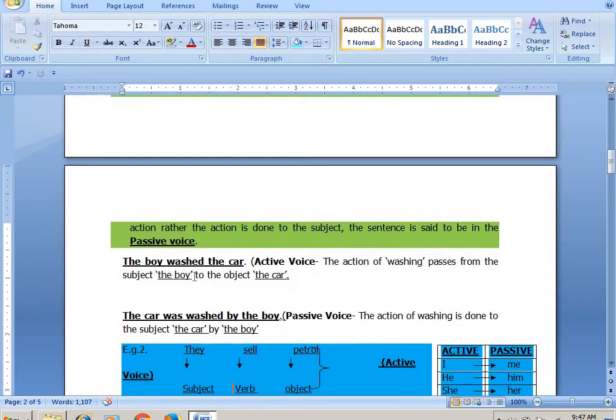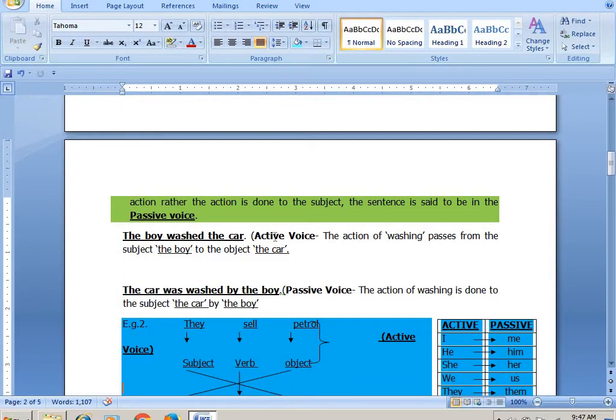The boy washed the car. Active voice. The action of washing passes from the subject, the boy, to whom, students? To the object, the car. Remember the verb. What was the verb? Wash. When the object goes before the verb, it becomes passive.